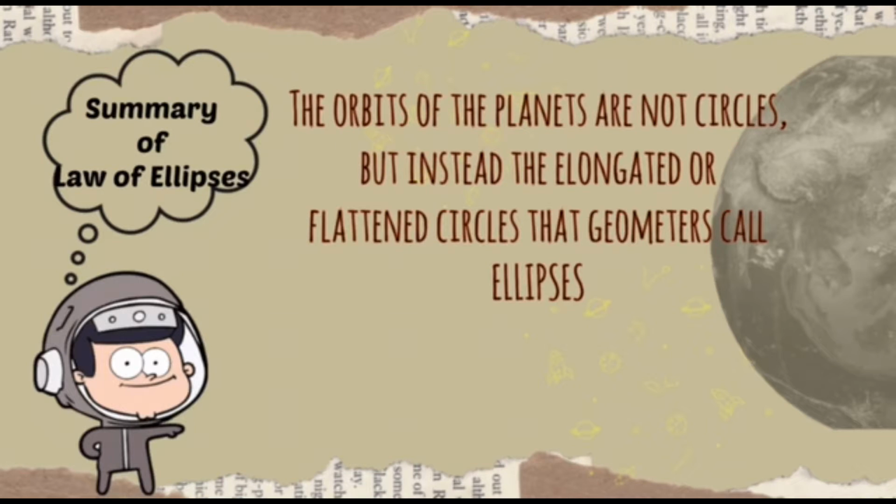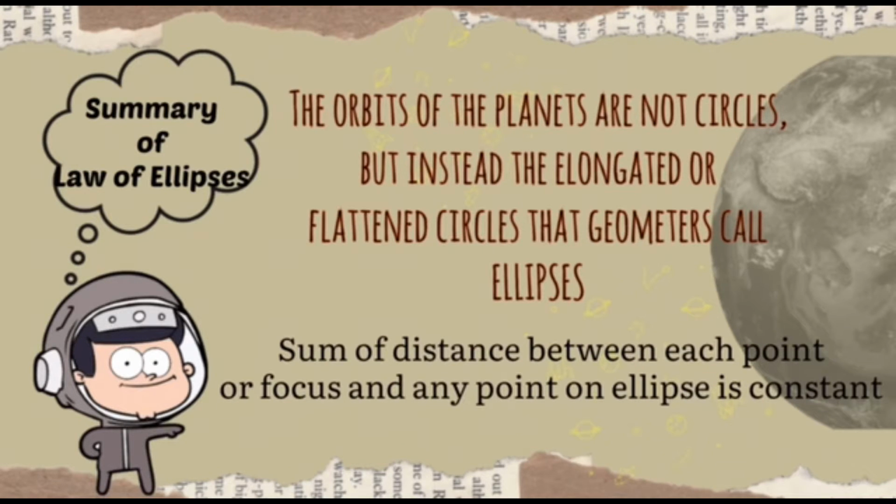We can conclude the orbits of the planets are not circles, but instead elongated or flattened circles that geometers call ellipses. We must remember the sum of the distances between each focus and any point on the ellipse is constant.